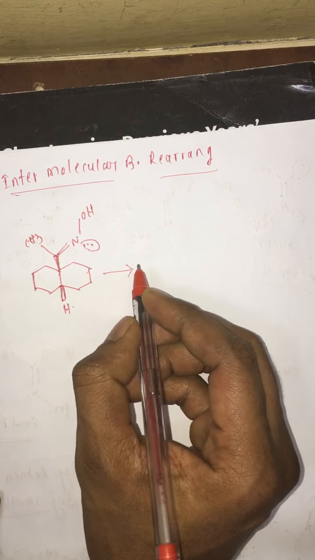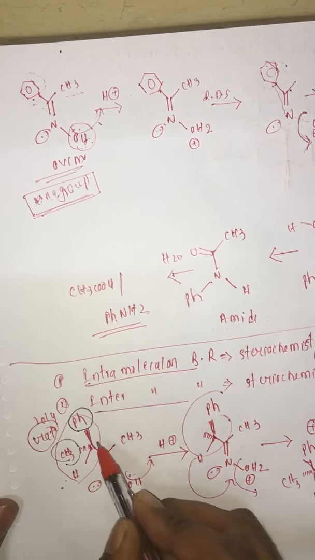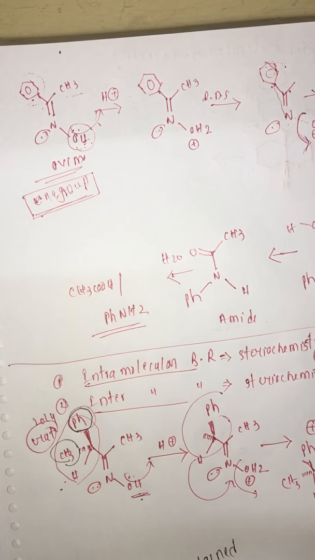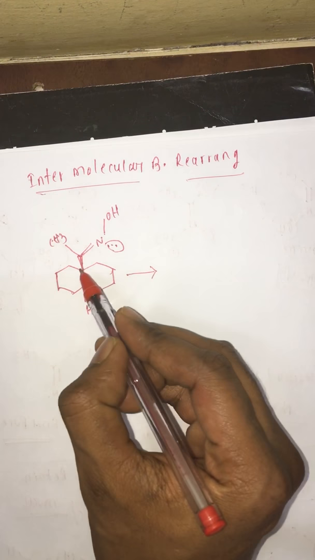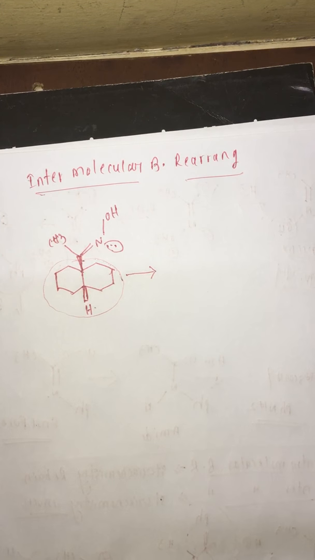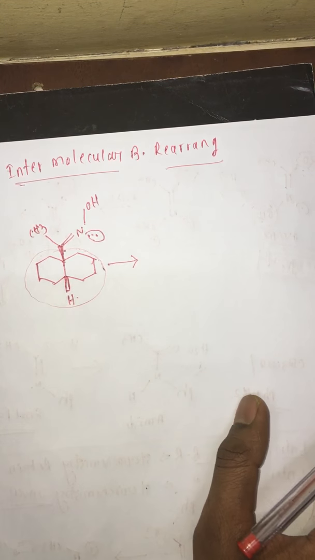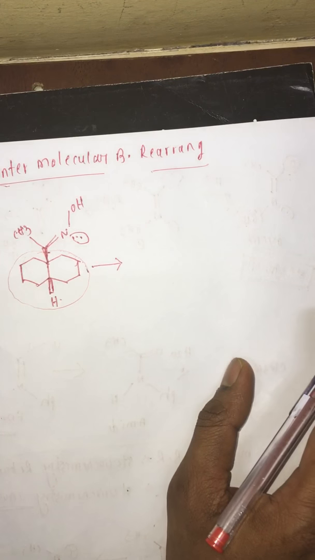So as we can see, in the case of intramolecular Beckmann rearrangement, the group which is present opposite to the OH is some functional group. Here it is a phenyl group. Whereas in this case, the group exactly opposite is this group. So here it is not possible that this group will migrate. This group will not migrate. So here the mechanism is different. Here we'll see how the mechanism goes.